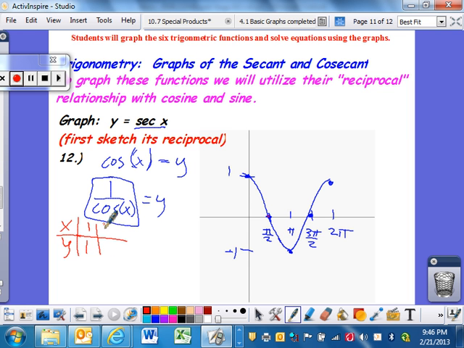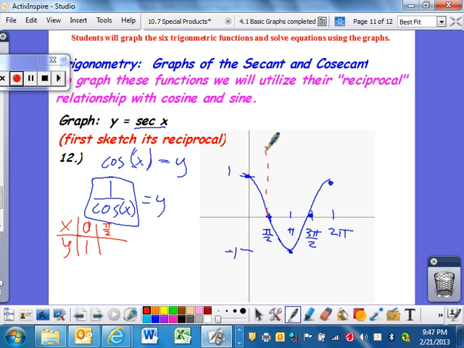What happens when we end up plugging in pi over 2? So cosine of pi over 2 is 0. Can we have 1 over 0? We can't have that. It's undefined. So since it's undefined, just as we did with the tangent and the cotangent, automatically you can put asymptotes at every one of those.